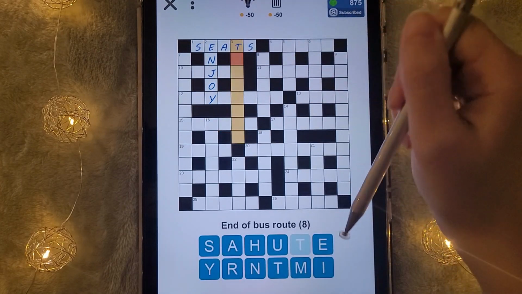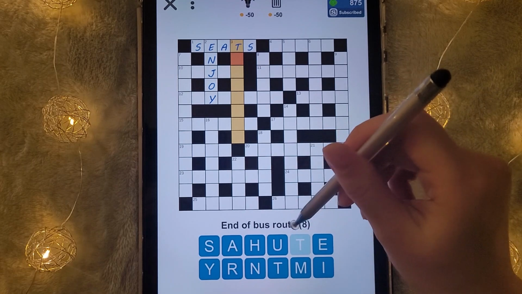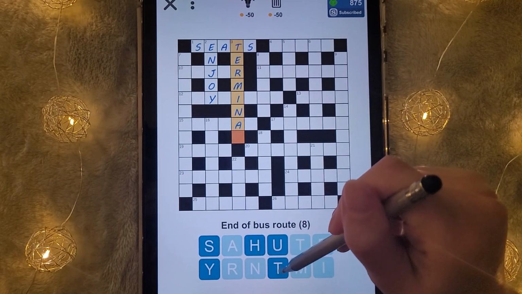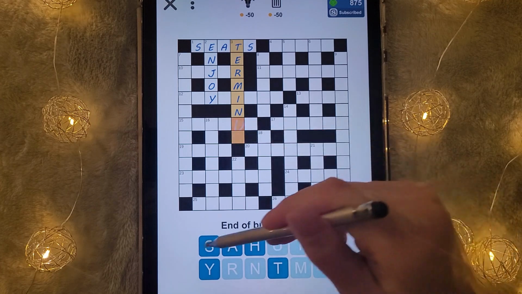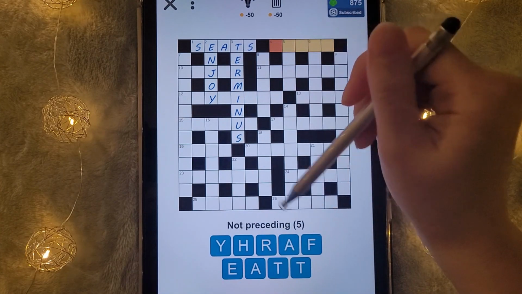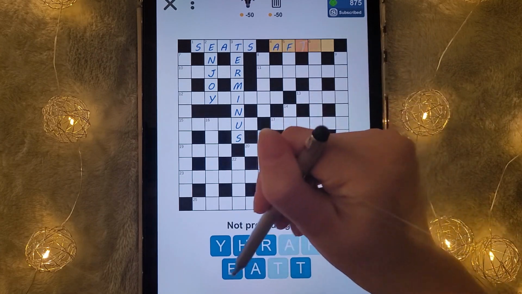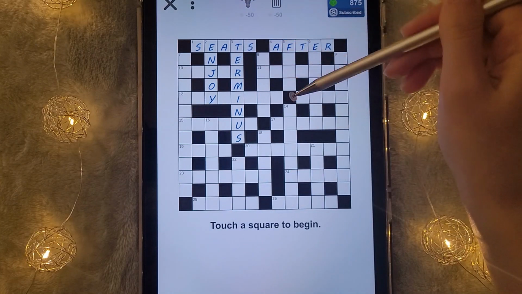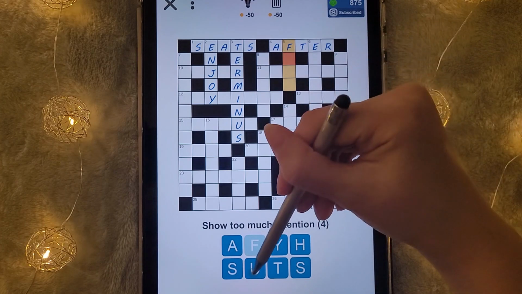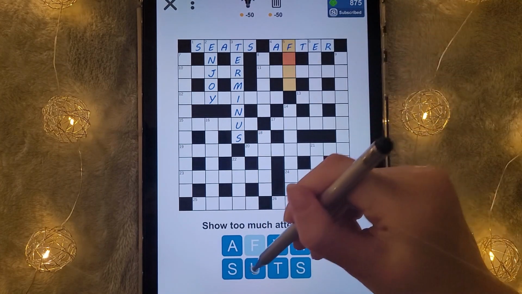Let's do 3 down. End of bus route. I think terminal. Terminus. There we go. Okay. Not proceeding. I think after. Do 5 down. To show too much attention. Oops, I think fuss.